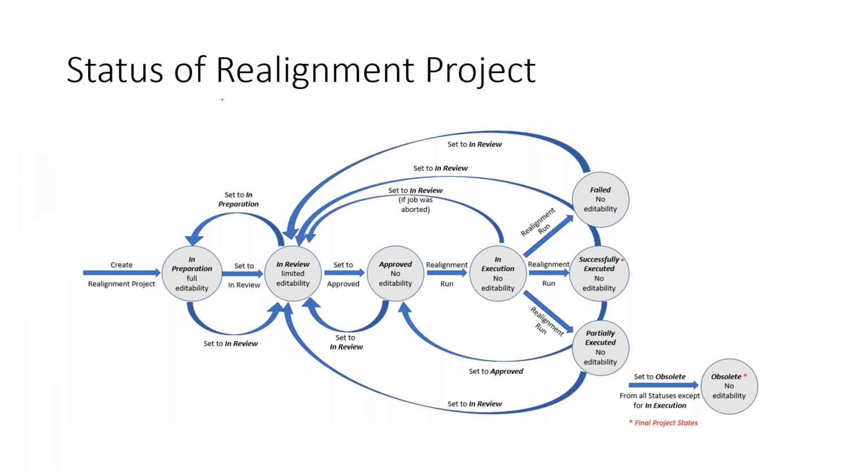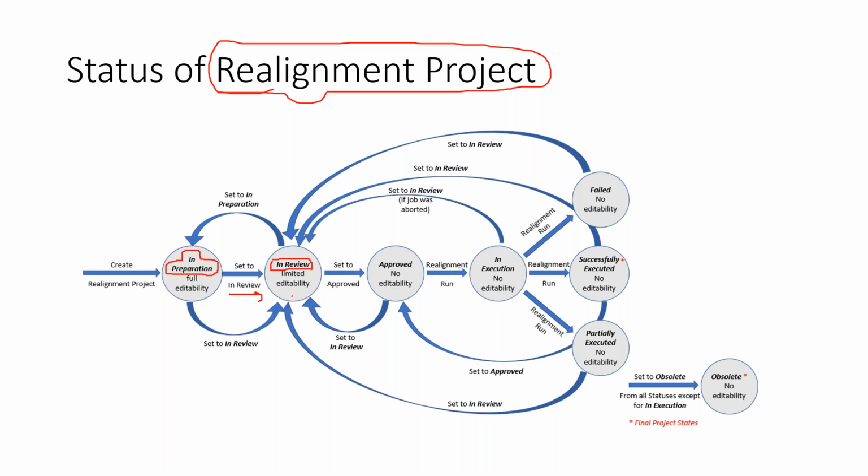There are some different statuses that will be assigned to a realignment project. We call it a realignment project because it's a project in itself, because you're bringing a big change into your system. The first status is in preparation. When the demand planner is opening his manage realignment app and creating rules, that the product ID has to change and this and that, at that time the status is in preparation. After that, he has to set it to review. Then the status becomes in review.